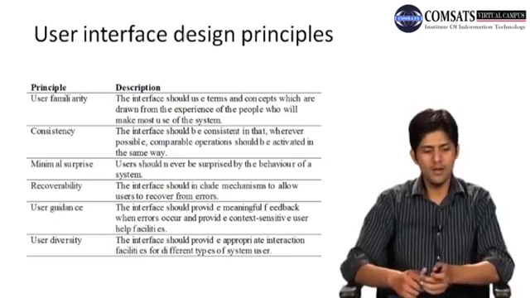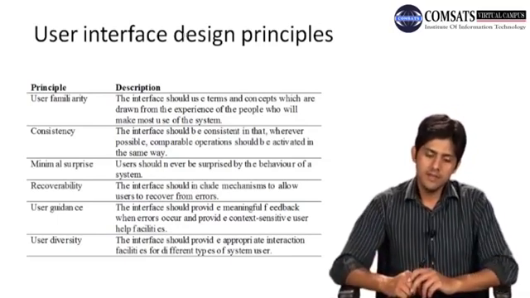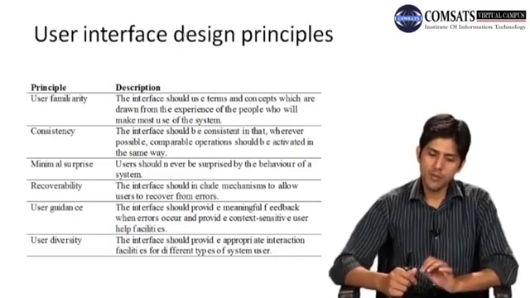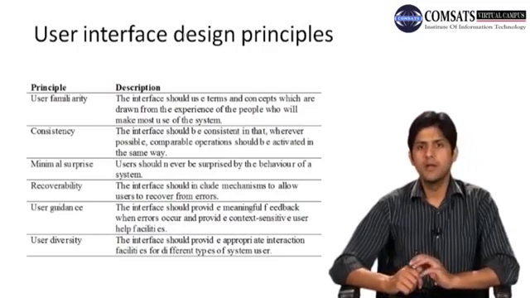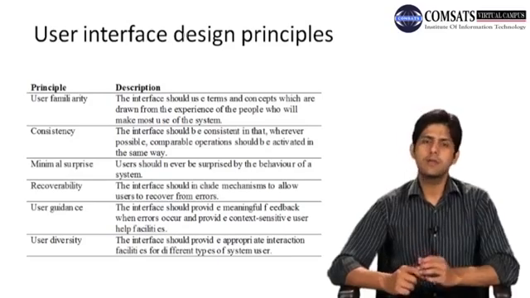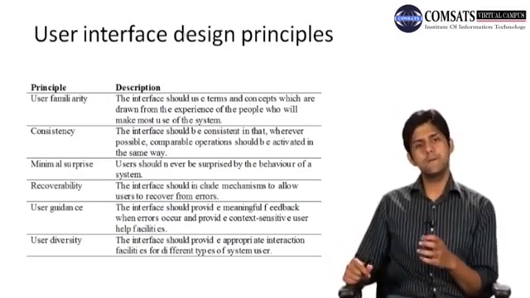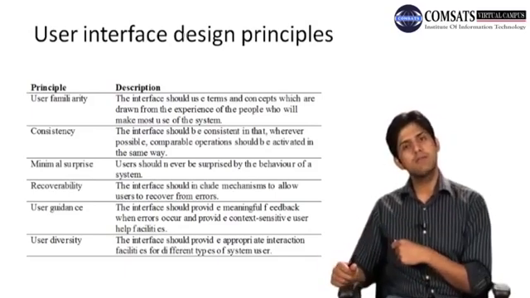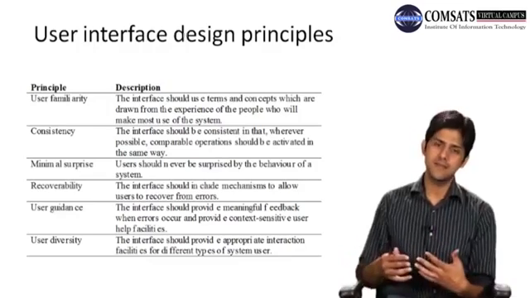Okay, and then the second design principle is consistency. The interface should be consistent in that wherever possible comparable operations should be activated in the same way. Okay, this is very important, that consistency should be there. Consistency can have different meanings in an application. For example, you have different windows, one window comes in red, another in yellow, a third in blue. Now that is not consistency.